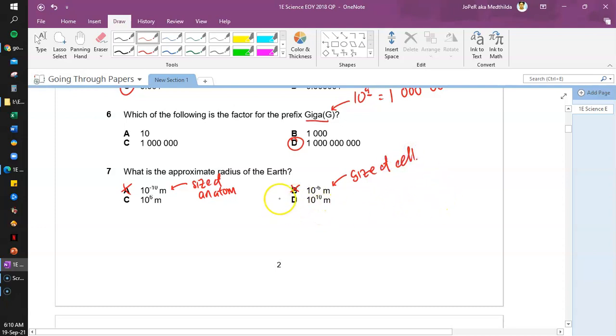Now what would be the radius of the Earth? So actually, if you look at the textbook once again in chapter 1, you realize that they did mention that the radius of the Earth is about 6 meters. So therefore, this is the answer. This is way too big, so therefore this is not the answer.